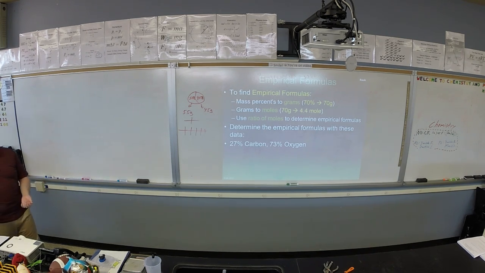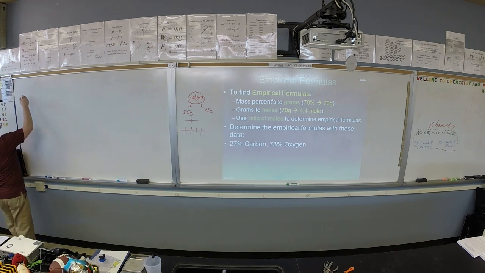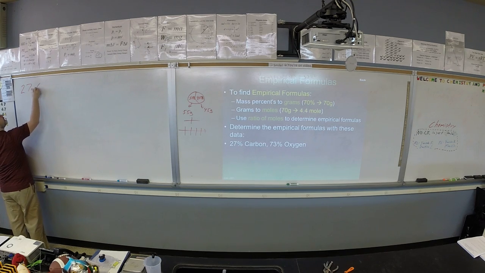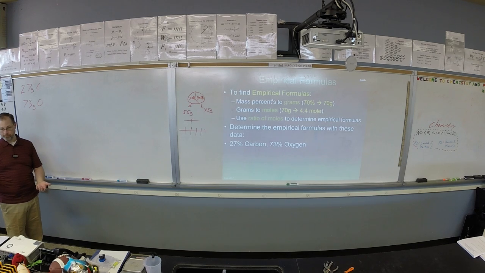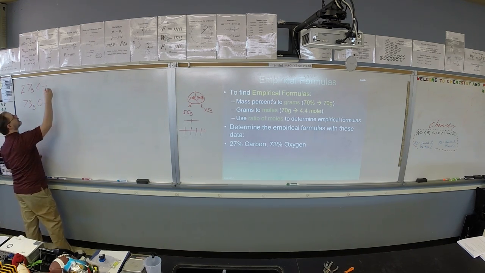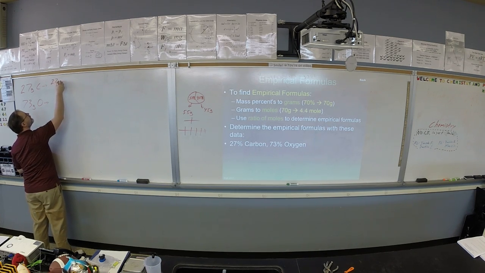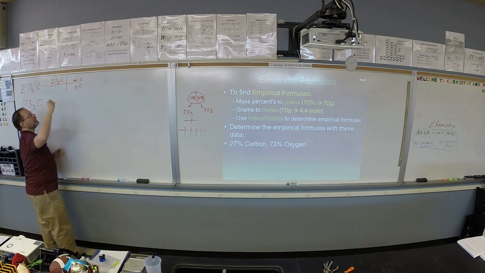If we have a compound that's 27% carbon and 73% oxygen, we just turn that into 27 grams of carbon and 73 grams of oxygen. Okay? In a 100-gram sample, the percentages just turn right into grams. Make sense? Then we're going to use T-charts to turn these into moles. So 27 grams of carbon, make our T-chart, grams of carbon to moles of carbon. Mole gets a what?